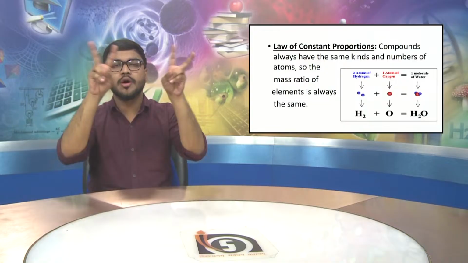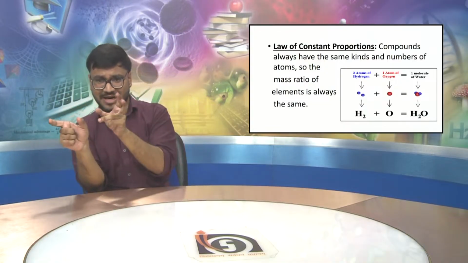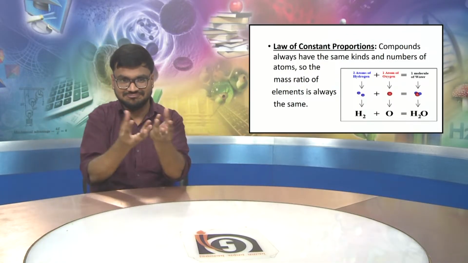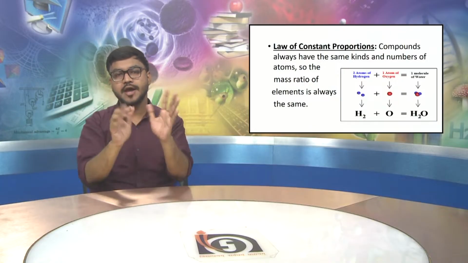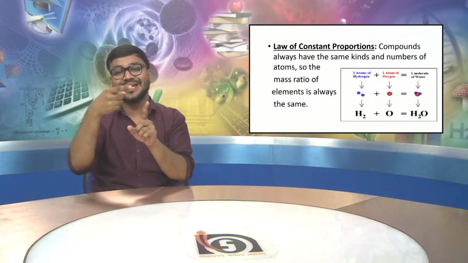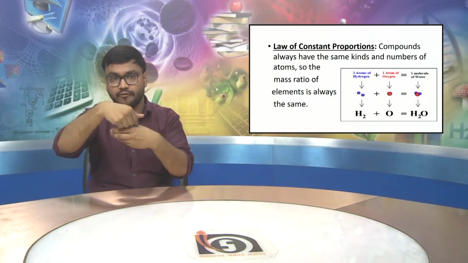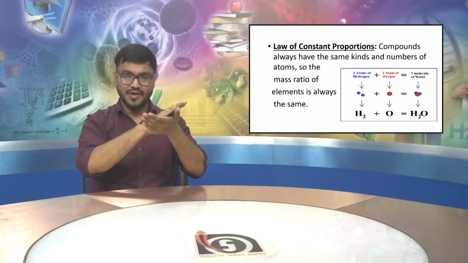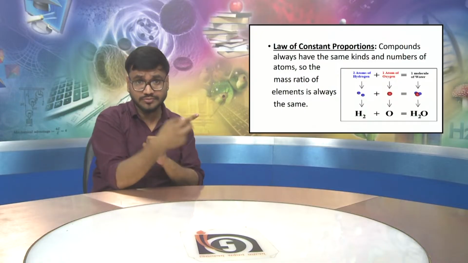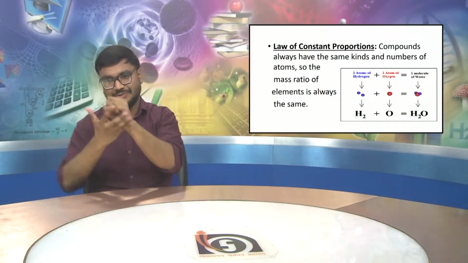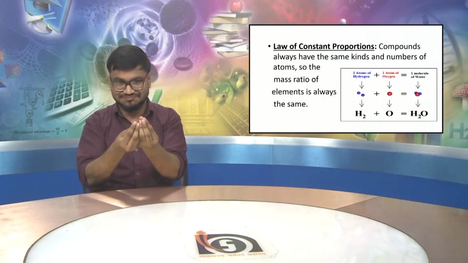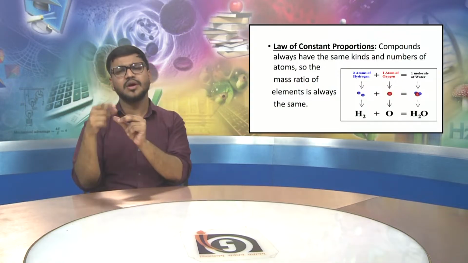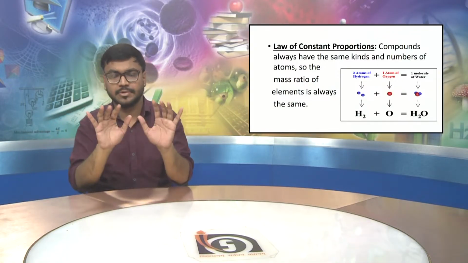Now we will look at what is the law of constant proportions. Compounds always have the same kinds and numbers of atoms. So the mass ratio of elements always stays the same. For example, a water molecule, which is H2O, has 2 hydrogen atoms and 1 oxygen atom, and they become one molecule of water.